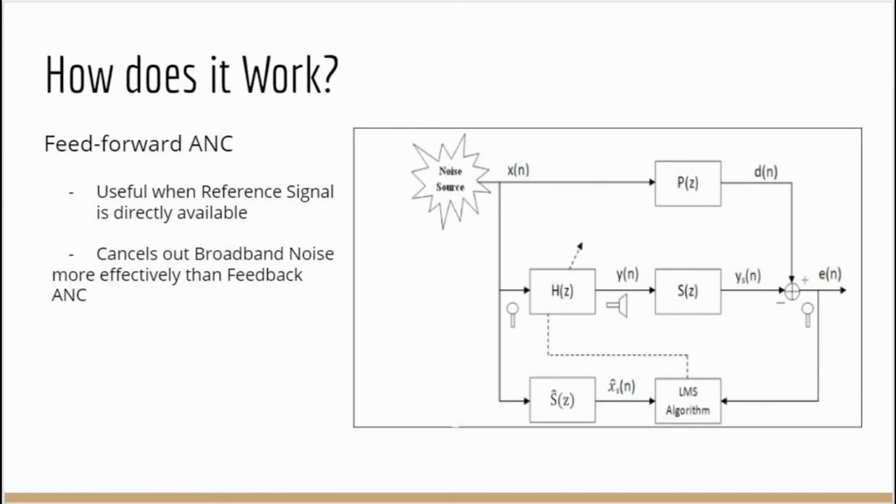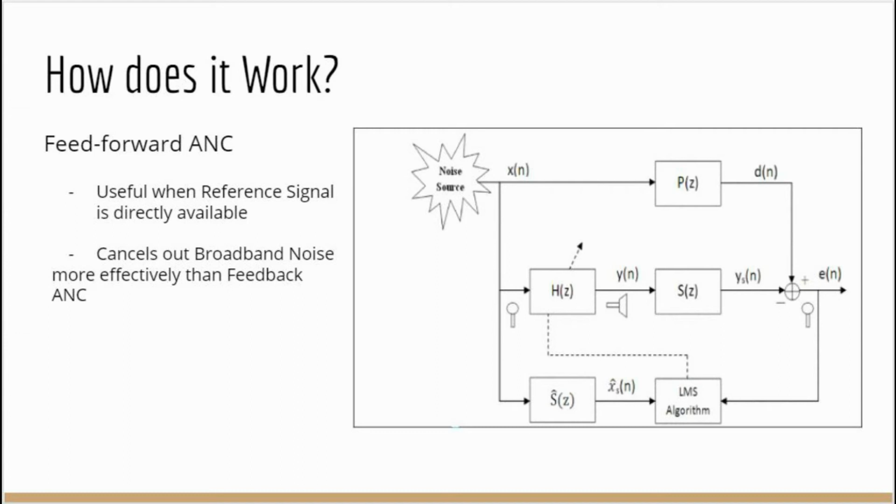So how does it all work? I've mentioned the basic principles of ANC before, but now I will specifically talk about feedback and feed-forward ANC systems, which use the LMS and FXLMS algorithm for adapting the destructive sound waves to the sound that the system seeks to cancel. So here, feed-forward ANC is useful when the reference signal is available and more effective against broadband noise. We have a diagram here of a feed-forward ANC, and it works as follows.